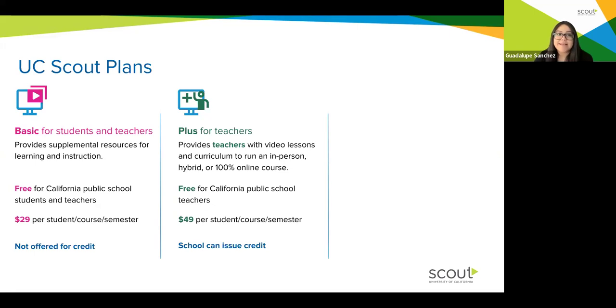Now, for our basic plan, that is 100% free for any student or teacher in a California public school. And it's only $29 per student per course per semester for any students that are in private schools or outside of the state of California.